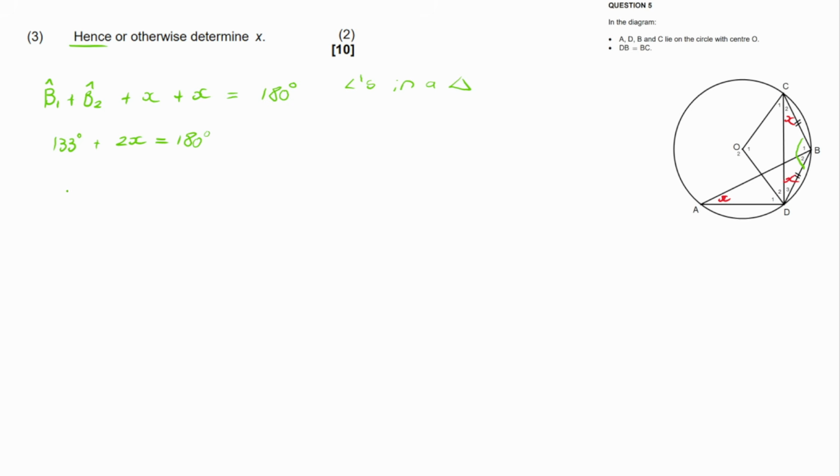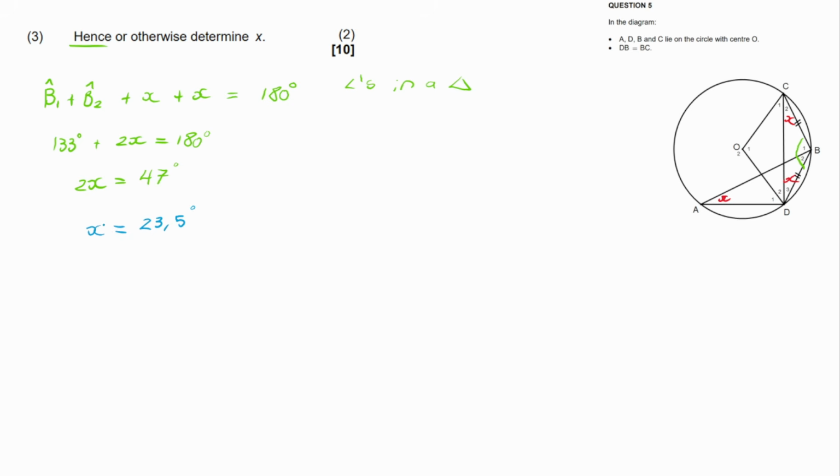So I just take over that 133 to the other side, and I'll end up getting that 2x is equal to, if I put that in my calculator, I get 47 degrees. So I end up solving that x is equal to 23,5 degrees.